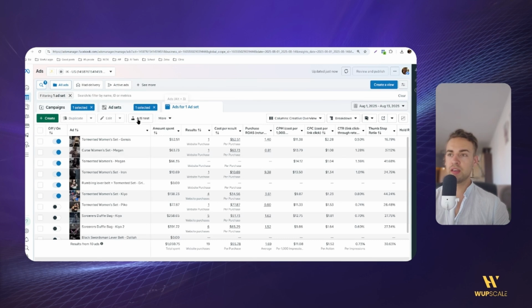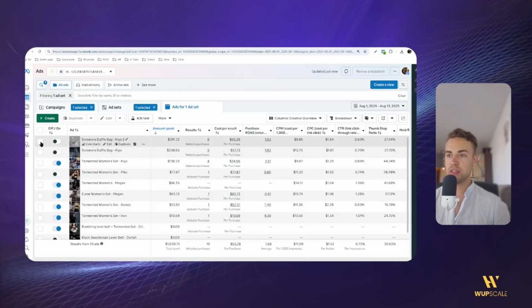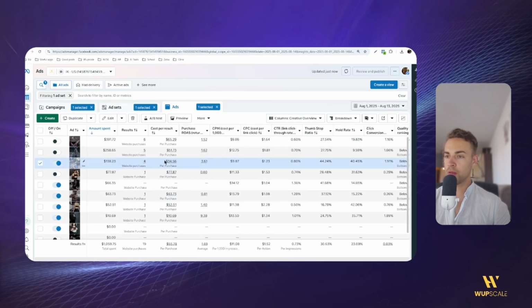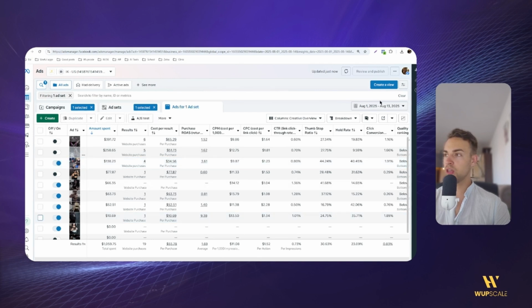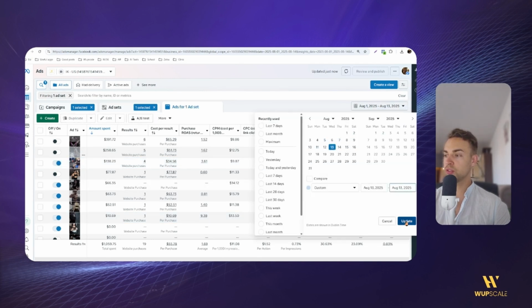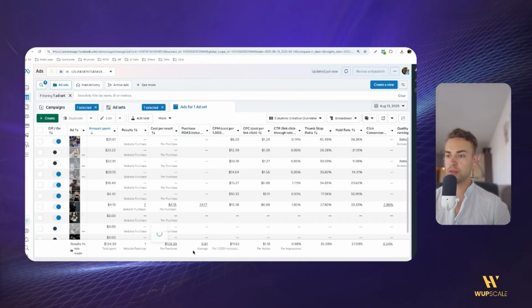Well, if we go inside the ad level and then we sort by, let's say, amount spent, we'll see that some of the ads that had the best ROAS were spending around... this one had a 3x ROAS and a $35 CPA. This one had a $10 CPA and a 10x ROAS, and the other ones converted, but not the best really.